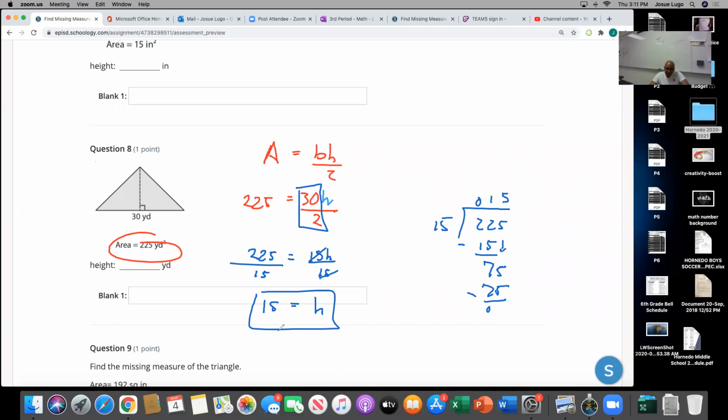How can I check it? Do 15 times 30 and see if that gives you 225. If it does, it's correct. If it does not, then it is not correct.